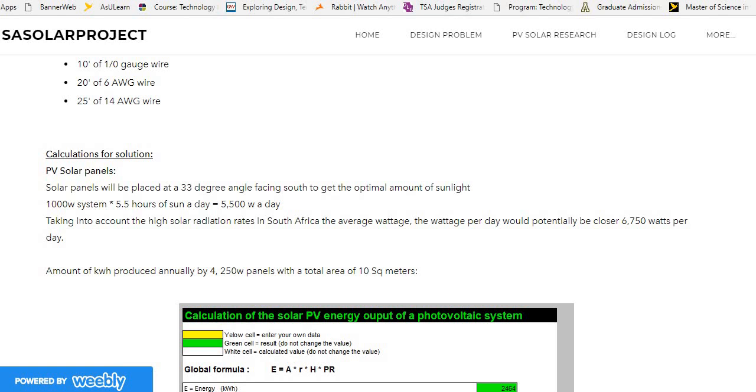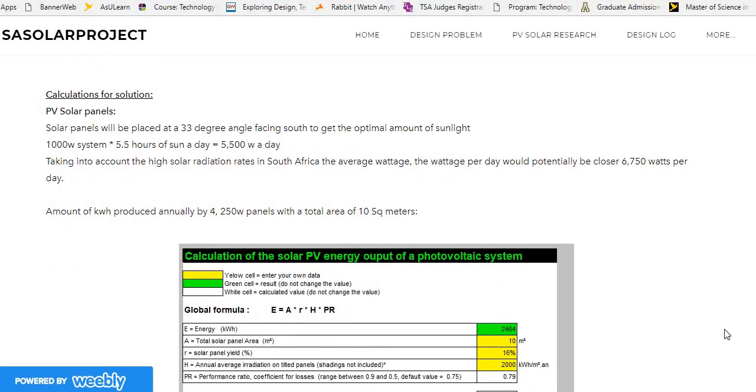And so that would average out to you getting about 5,500 watts a day. It's a rather simple calculation. But taking into account the high solar radiation rates in South Africa, the average wattage per day would potentially be closer to 6,750 watts per day. There isn't a direct way to calculate that, so that's the average that I got from this calculation output.